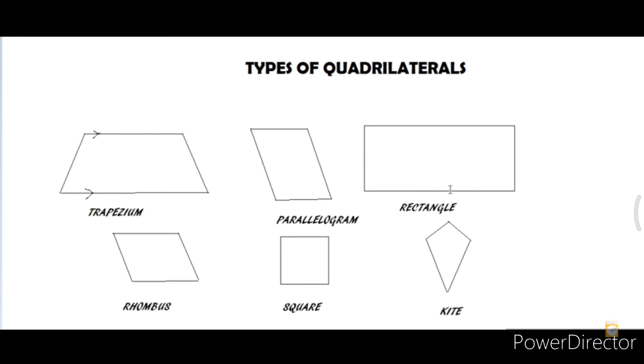Now let's come to the next figure, which is a rectangle. A rectangle is a special case of a parallelogram. A rectangle is a parallelogram in which all the angles are equal to 90 degrees. So, as you see, this angle is 90 degrees. Similarly, all these three angles will be 90 degrees.